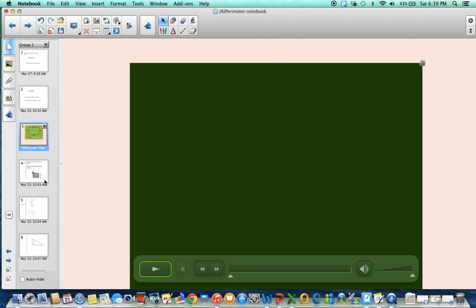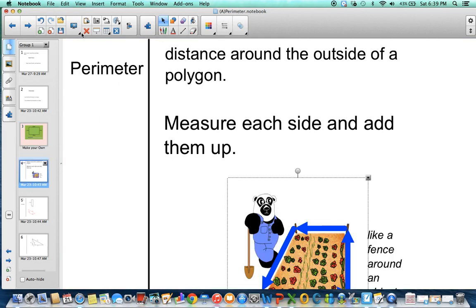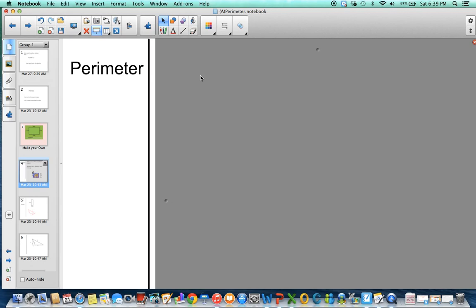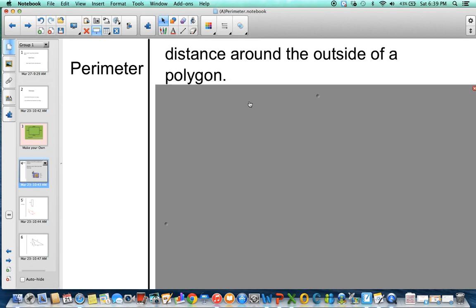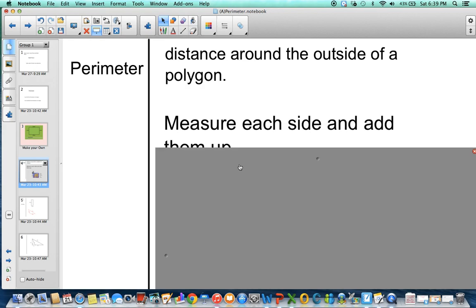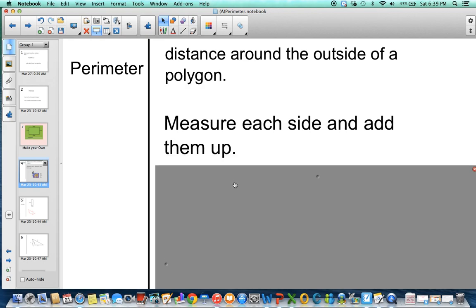So take out your notebook, draw your line down, and write the word perimeter. Perimeter is the distance around the outside of a polygon. To find it, measure each side and add them up. That's basically what the little video did. Measure each side and add them up.